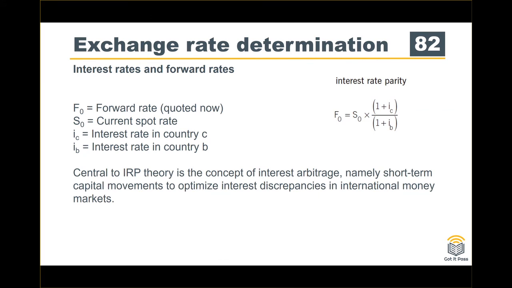Central to the IRP theory is the concept of interest arbitrage, namely short-term capital movements to optimize interest discrepancy in international money markets. So it is the arbitrage mechanics.